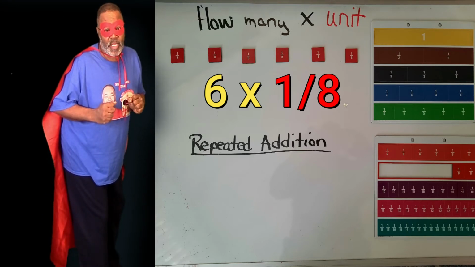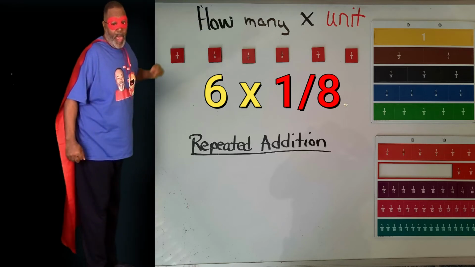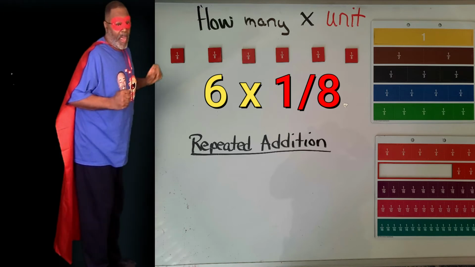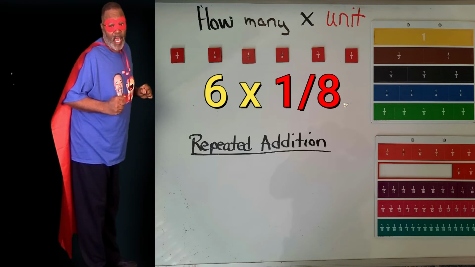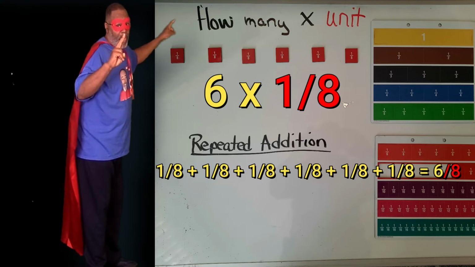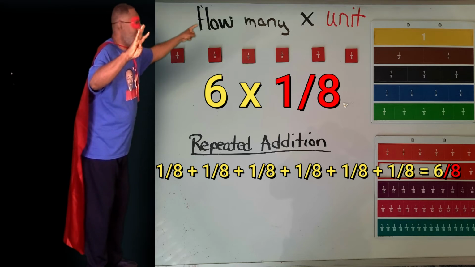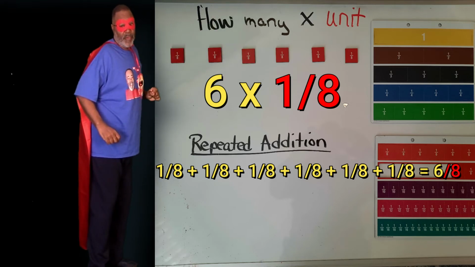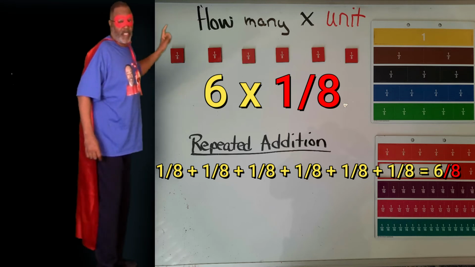Let's figure out what the repeat addition would be. We know we have 1/8 and we have 6 of them. So what we're going to do is we're going to add all those 1/8s together. Are you ready? Let's count by 1/8. 1/8, 2/8, 3/8, 4/8, 5/8, 6/8. So if we add all those 1/8s together, it will equal 6/8.